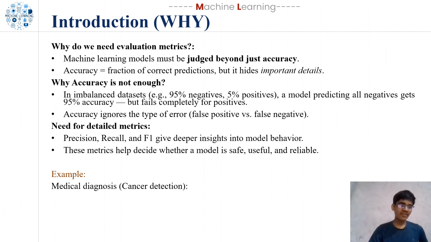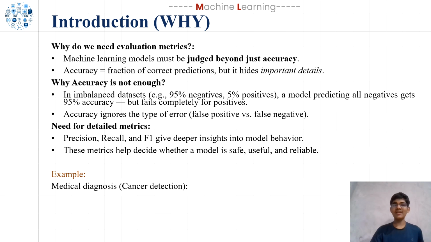Whenever we train our ML model, we need a way to judge how good or bad it is. The simplest way is accuracy, which tells the fraction of correct predictions to the total number of predictions. But accuracy alone is not reliable. Suppose we have an imbalanced dataset where 95% samples are negative and 5% samples are positive. A model predicting all samples as negative gets 95% accuracy, which seems good. But accuracy ignores the type of error caused by false positives or false negatives.